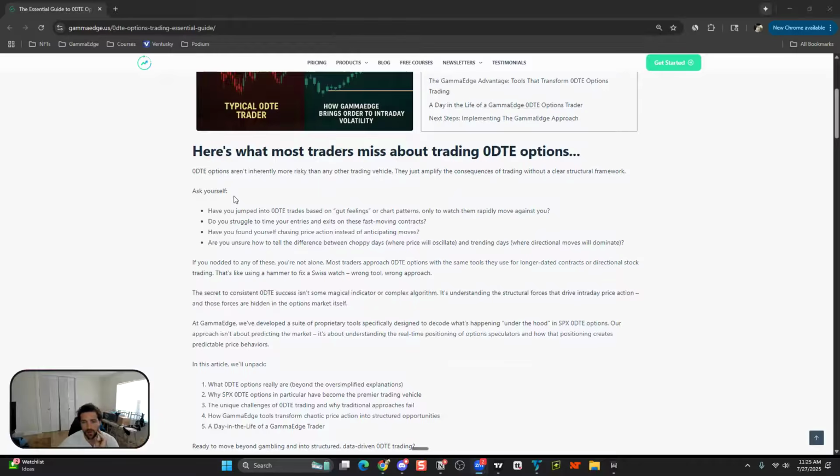And just something right off the bat. Yes, this is specific to 0DT options. By that meaning, the options themselves aren't inherently more risky than any other trading vehicle. They just amplify the consequences of trading without a clear structural framework, because those contracts can lose value or appreciate in value very quickly on an intraday basis.